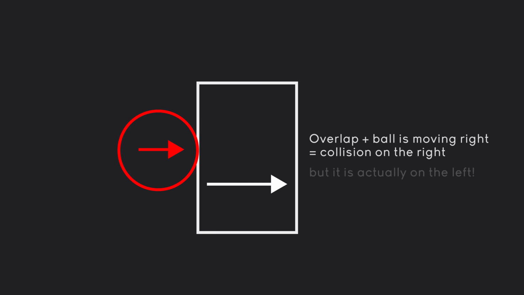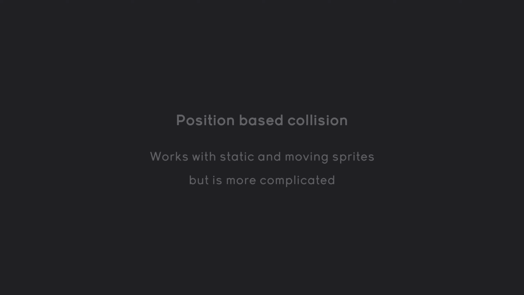Imagine again we have our ball and our obstacle. And now we have our ball moving to the right, and the obstacle this time is moving as well, also to the right, and happens to be overlapping with the ball. Now, for the game's purpose, we know that the ball is moving to the right, so we would assume the collision is happening on the left of the obstacle. But in this case, this is wrong. The collision would happen on the right side of the obstacle. So we would need another kind of system. And this system does work with both static and moving sprites, but it is a tiny bit more complex.